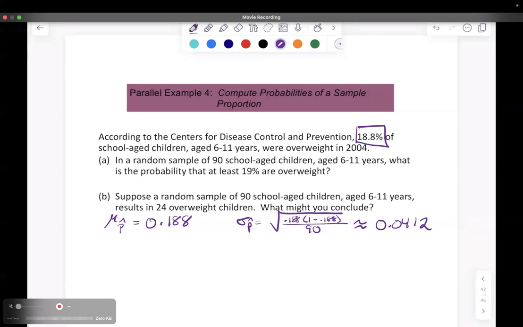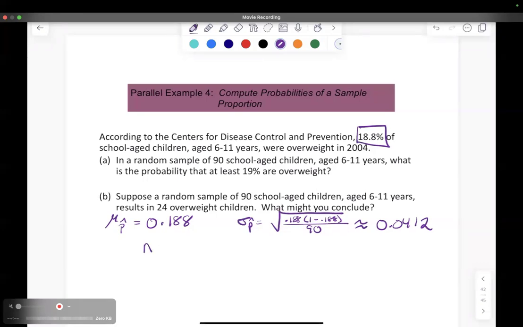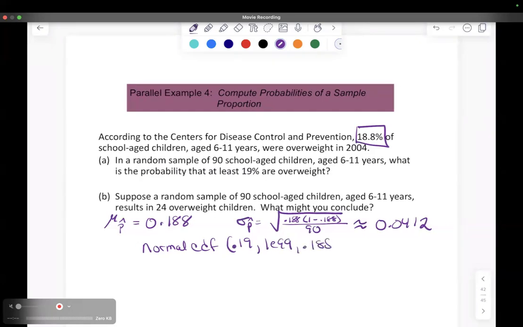All right. So what we're trying to find here, we're going to do our normal CDF. What it's asking us is we're looking for the probability of finding at least 19% overweight. My "at least" means greater than or equal to, right? So my lower value is 0.19. My upper value is 1E99. Then I have 0.188, which is my mean, and then 0.0412, which is the standard deviation.